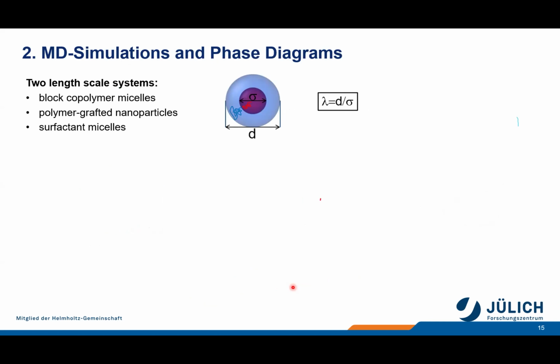So we started to do some MD simulations to learn at what length scale ratio simple core-shell particles would form quasicrystals. So we have, say, the core here, which could be a micellar core, it could be a nanoparticle that is coated with a polymer layer, or it could just be a surfactant micelle, where you have a certain diameter of the core sigma and a certain overall diameter. And as the ratio that we're interested in, we take lambda, which is the ratio of the overall diameter divided by the core diameter. So this is typically something larger than 1, typically between 2 and 3.